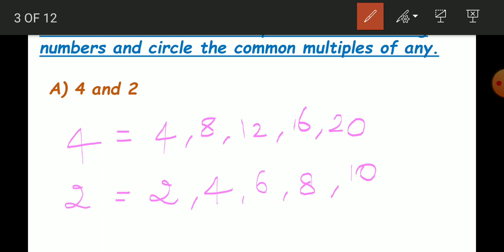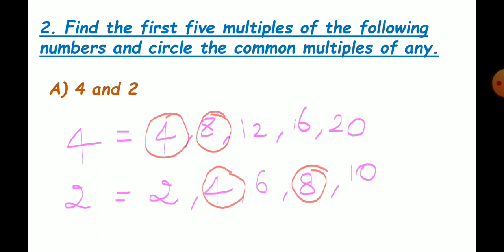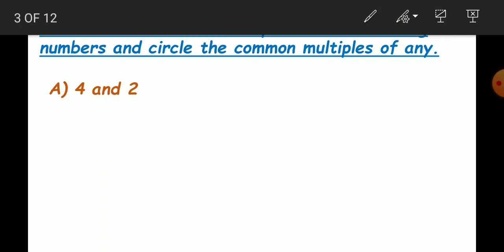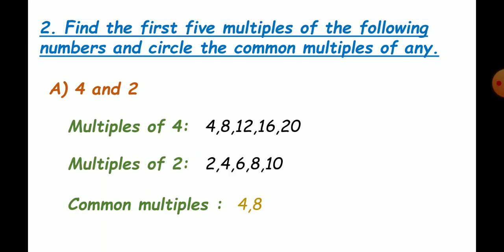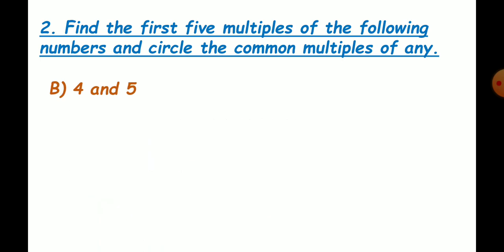So which are the common multiples? Here we have 4 as a common multiple and also 8 as a common multiple. So the common multiples are 4 and 8. Okay, look at the answer. 4 and 8. The next question is the same: the first 5 multiples of 4 and 5.